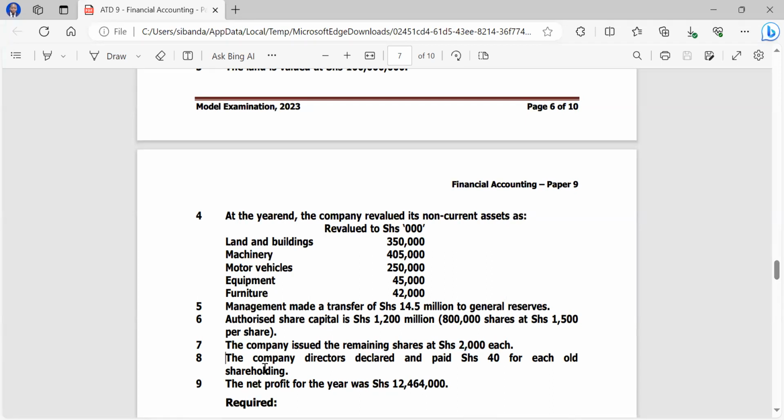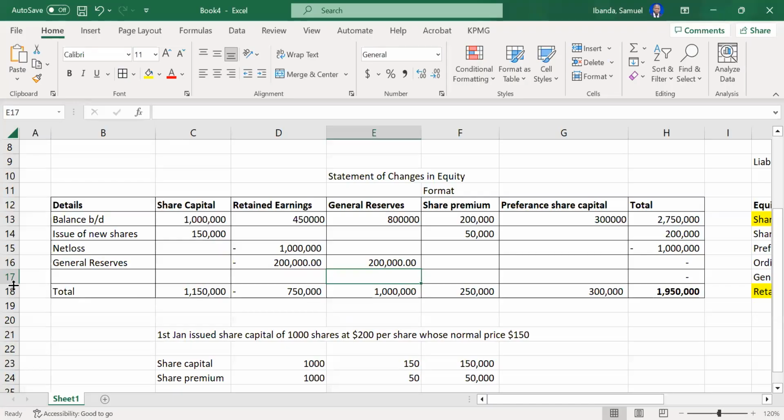They have also given you here, they are saying the company directors declared and paid 40 for each odd shareholding. Now, one thing that I need to comment about is that every time you have dividends, one of the items that is very common in a statement of changes in equity, dividends will always be issued off your retained earnings, because this is where you included your net profit or loss.